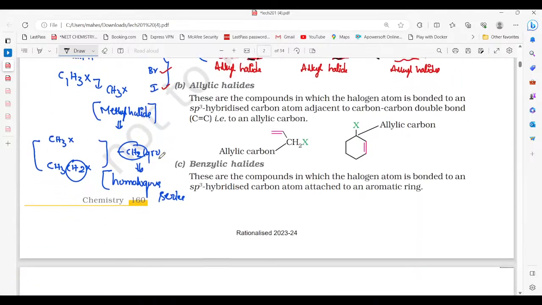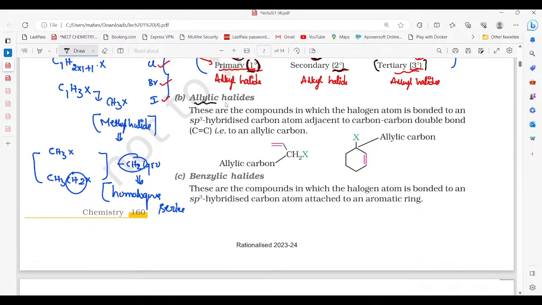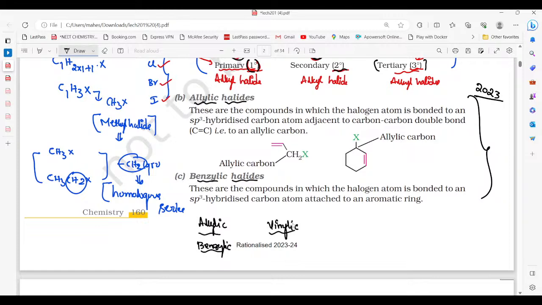Now let us try to understand the second one, that is allylic. These are important from the exam point of view. I hope most of the students have seen the 2023 question paper. We had a question on this topic: allylic, benzylic, and the last one is vinylic. We have to identify what is meant by allylic, benzylic, and vinylic. So these topics are very important from the exam point of view.